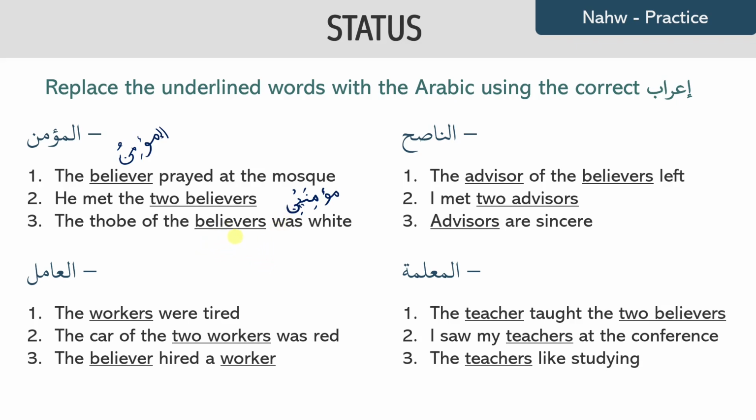The thobe of the believers was white. This is the word after "of", which means that the believer is going to be majroor, and the word mu'min in the majroor state, that is plural, is going to be mu'minina.